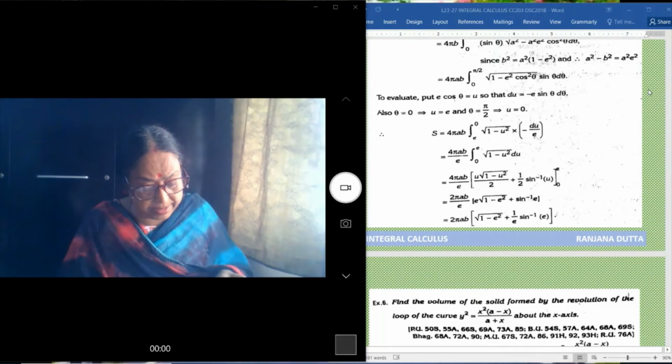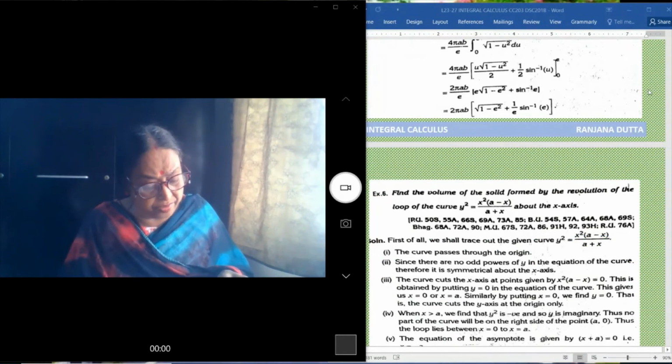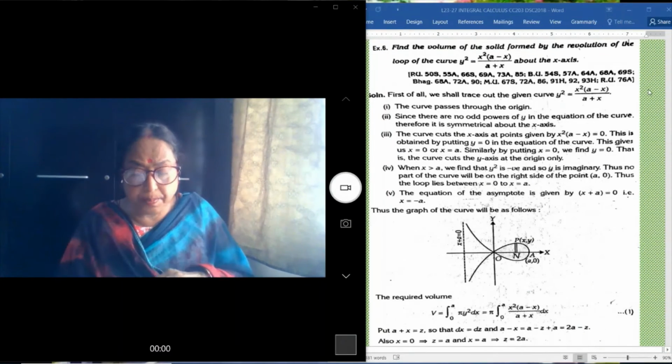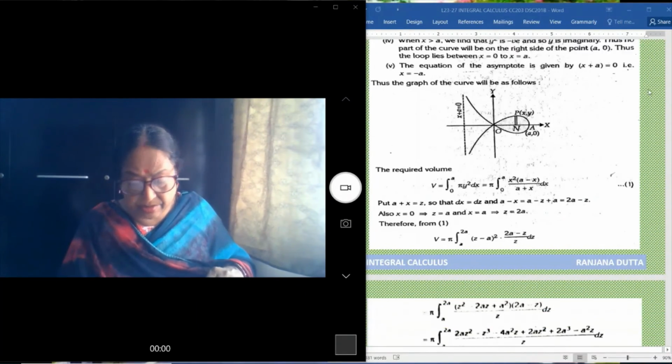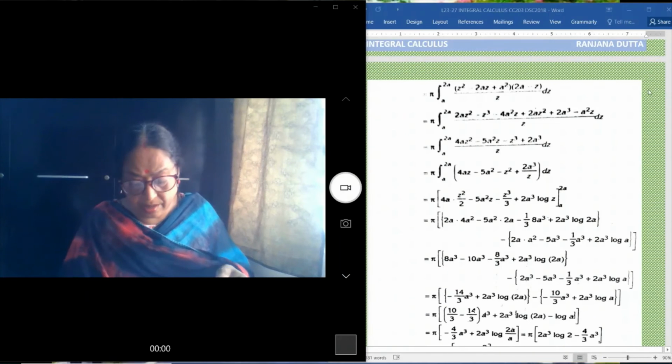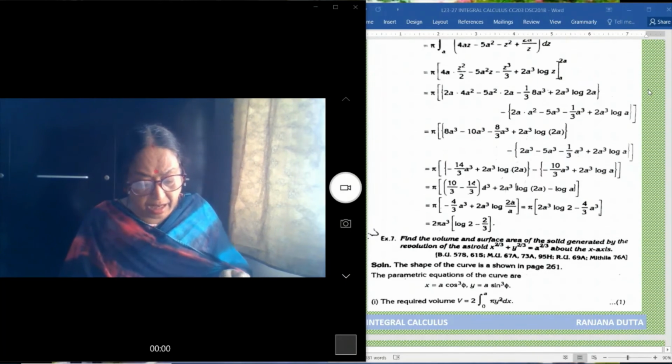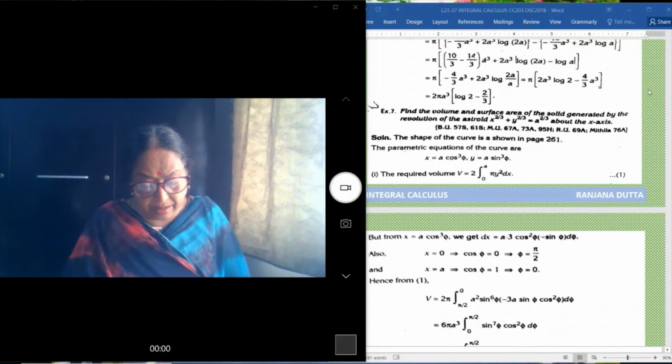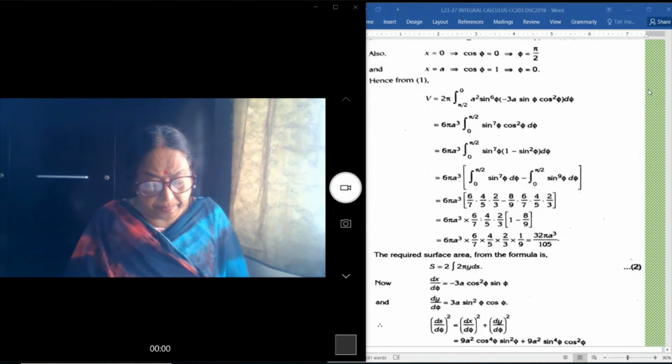Now another two examples are given. They are very similar to the previous one. Try them at home. And now I will explain example 9.